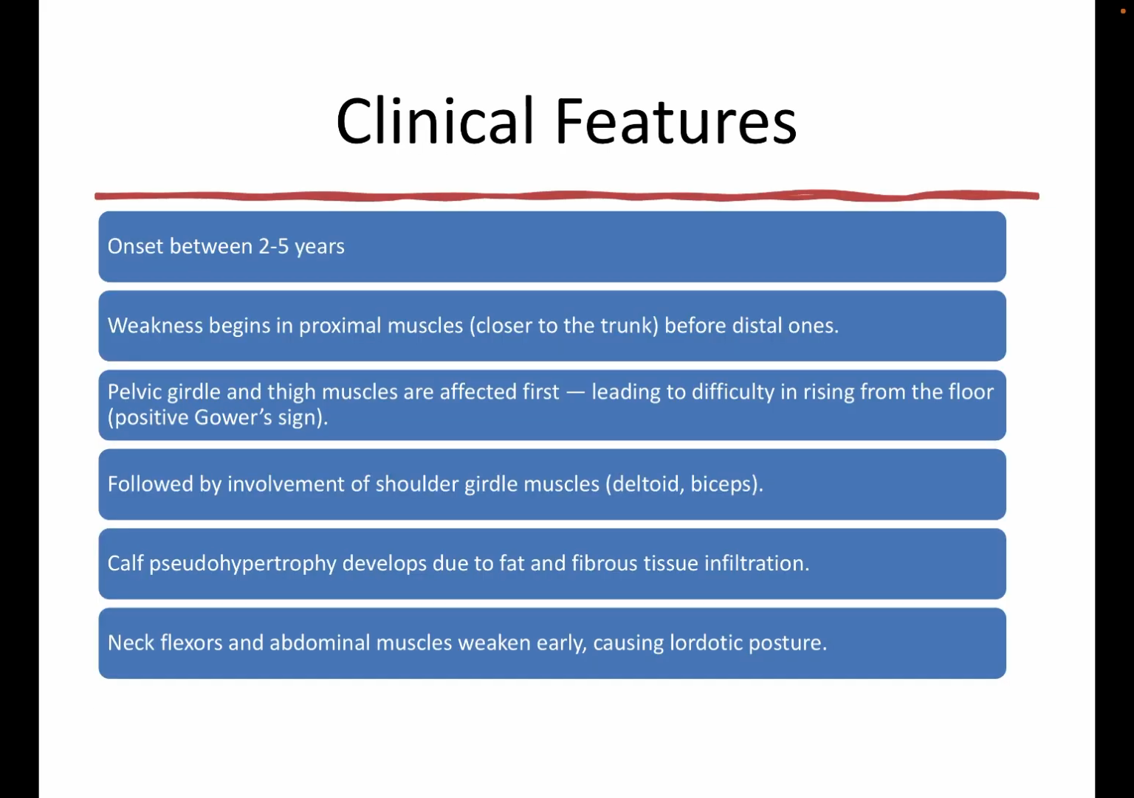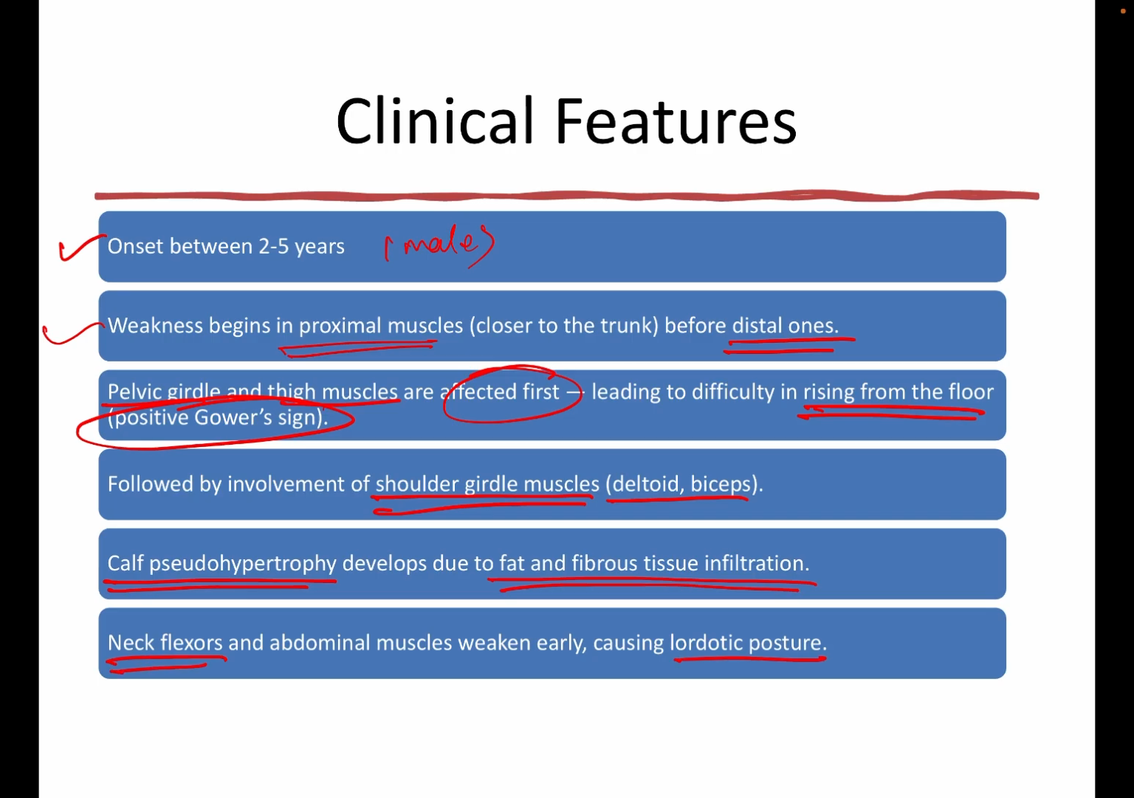Coming to the clinical features, the usual age of onset is between 2 to 5 years of age in male children. Weakness begins in proximal muscles first, before the distal ones. Pelvic girdle and thigh muscles are affected first usually, leading to difficulty in rising from the floor, which is seen as Gower sign, which is pathognomonic of Duchenne muscular dystrophy, followed by involvement of shoulder girdle muscles, that is the deltoid and biceps. There will be calf pseudo-hypertrophy due to the deposit of fat and fibrous tissue infiltration. Neck flexors and abdominal muscles weaken early, causing lordotic posture.